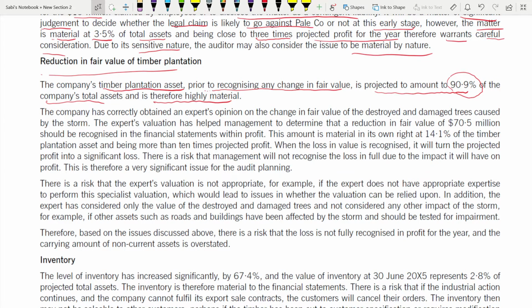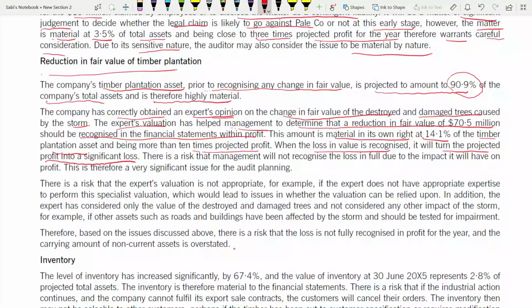Now you're going to say what is the impact of this reduction in fair value. The company has correctly obtained an expert's opinion on the change in the fair value of the destroyed and damaged trees caused by the storm. The expert's valuation has helped management to determine that the reduction in fair value should be recognized in the financial statements within profit. The expert has also told the management that this reduction has to be recognized in profit and loss, which is correct. This amount is material in its own right at 14.1% of the timber plantation asset, and is more than 10 times the projected profit. When the loss in value is recognized, it will turn the projected profit into a significant loss.